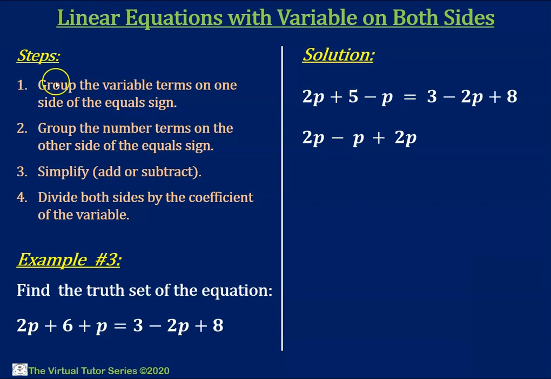Next is to group the number terms together by pushing 5 to join 3 and 8 at the right-hand side. This means that 5 at the left-hand side becomes negative 5 at the right-hand side. So we have 3 plus 8 minus 5 at the right hand side.